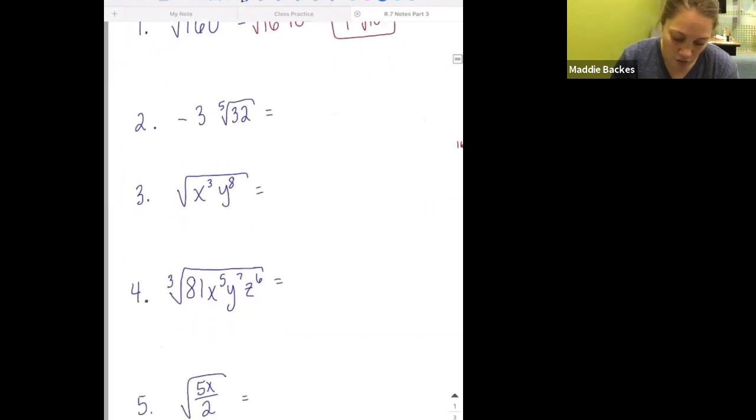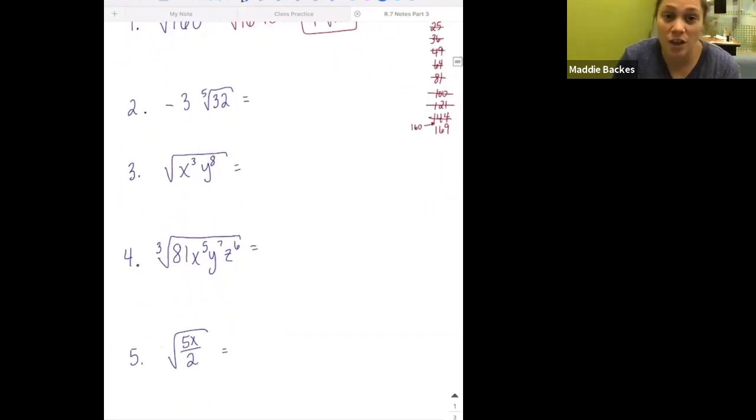Okay, for number 2, we have -3 times the 5th root of 32. So since we have a 5th root, we need to think about our perfect fifths. So 1 to the 5th would be 1. 2 to the 5th is 32. So that means that the 5th root of 32 is just going to be equal to 2. So in the end, we get -6.